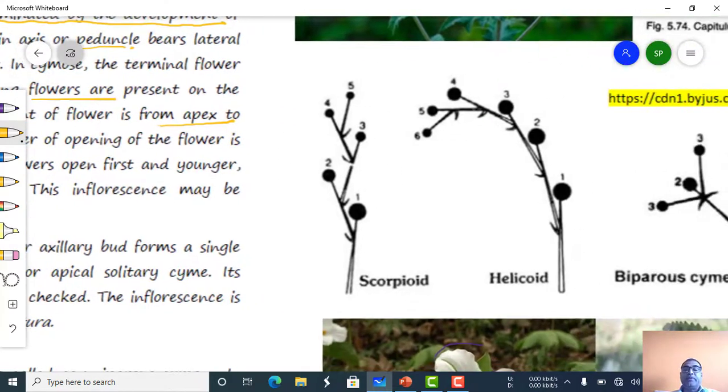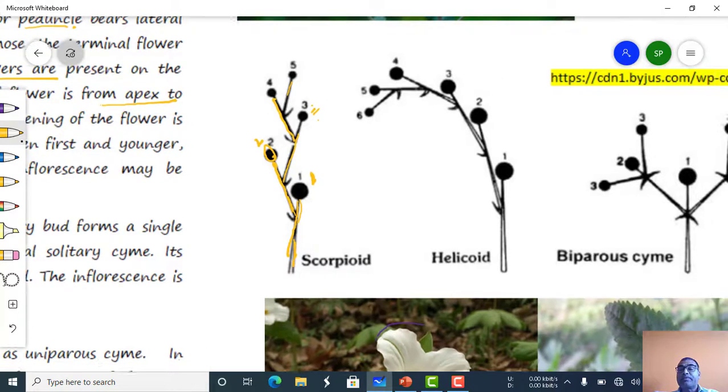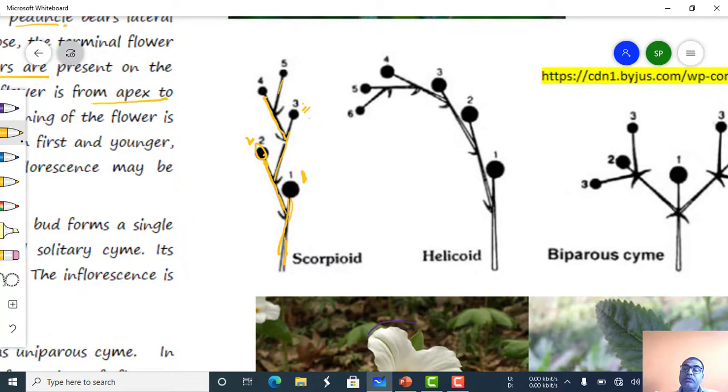Just see this figure. This is the main axis of the peduncle. This peduncle ends in a flower, so this becomes the first flower. Laterally it produces a second flower. On the first peduncle it again ends in a flower, so this becomes the second one. On the second peduncle, a lateral peduncle is produced, and it again ends in a flower, so this becomes the third. On the third, a fourth flower, on the fourth, a fifth flower. The mode of arrangement will be in this way.